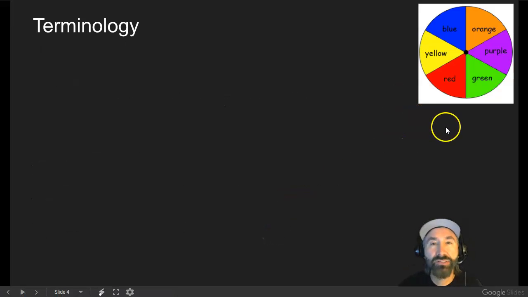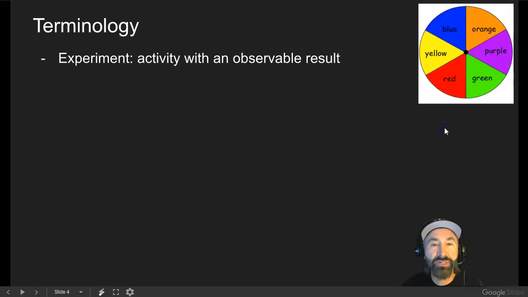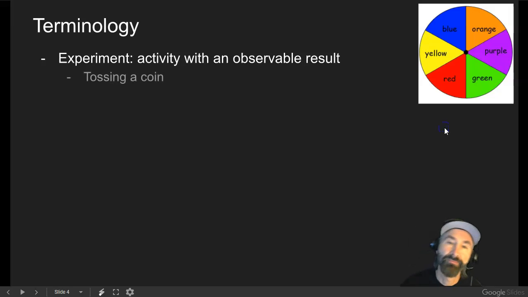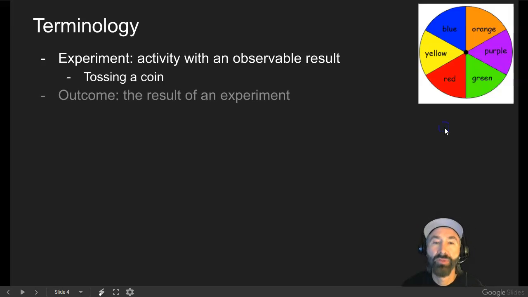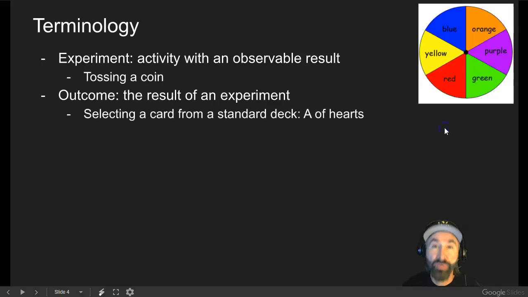All right, so let's look at some terminology that's going to be important if you want to understand the language that's used in the problems that we'll be looking at. First of all, there's something called an experiment, and an experiment is an activity with an observable result. For example, tossing a coin. Outcome. The outcome is the result of an experiment. And by the way, if we tossed a coin, an outcome could be that we got heads or that we got tails. If we're drawing a card from a standard deck, the outcome could be that we got the ace of hearts.